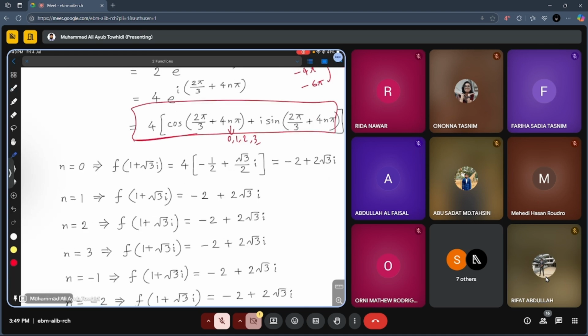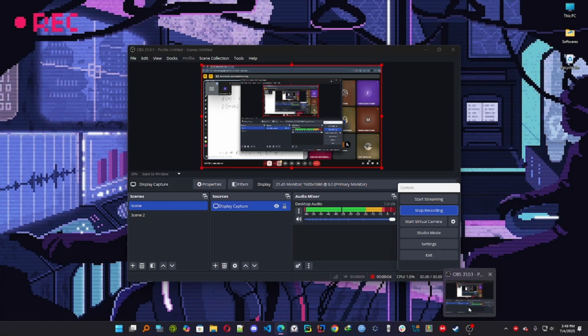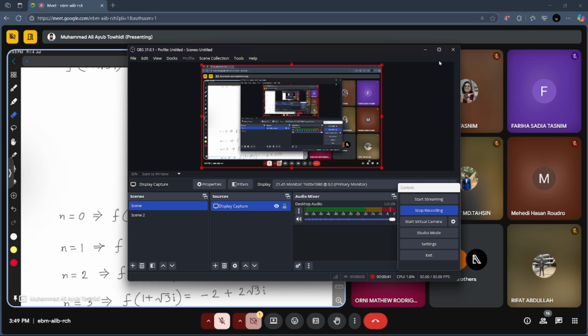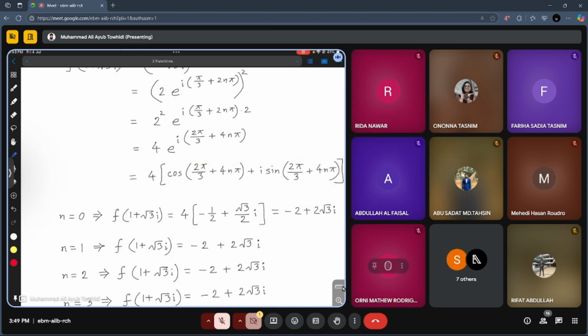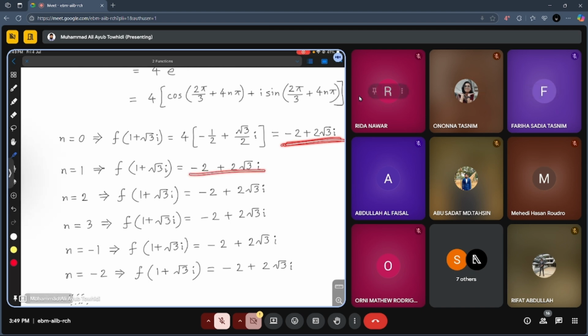Here I have done something. I took n equals 0, n equals 1, n equals 2, 3, minus 1, minus 2, all the values I took in this same answer. In this same answer, just the value of n is 0, 1, 2, different values. And you see, you got the same answer every time.